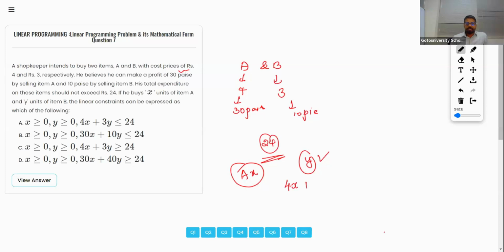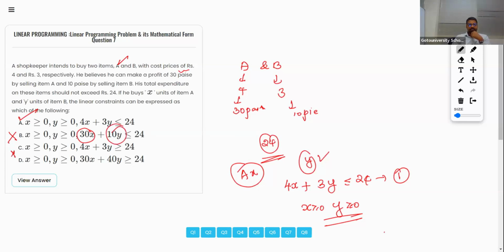4x, where 4 is the price of each item A, and 3 is the price of each item B, should be less than or equal to 24 rupees. That is one thing. The objective function is not needed here. As for the constraints, x should be greater than or equal to 0, and y greater than or equal to 0. Cost has to be always reduced, so it has to be less than or equal to. Option A itself is the answer. Option B has a different value, option C exceeds 24, and option D cannot be the answer.